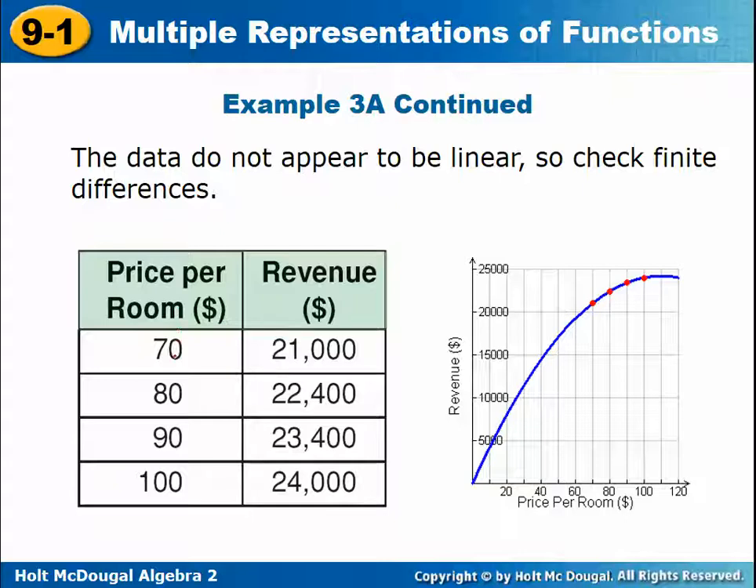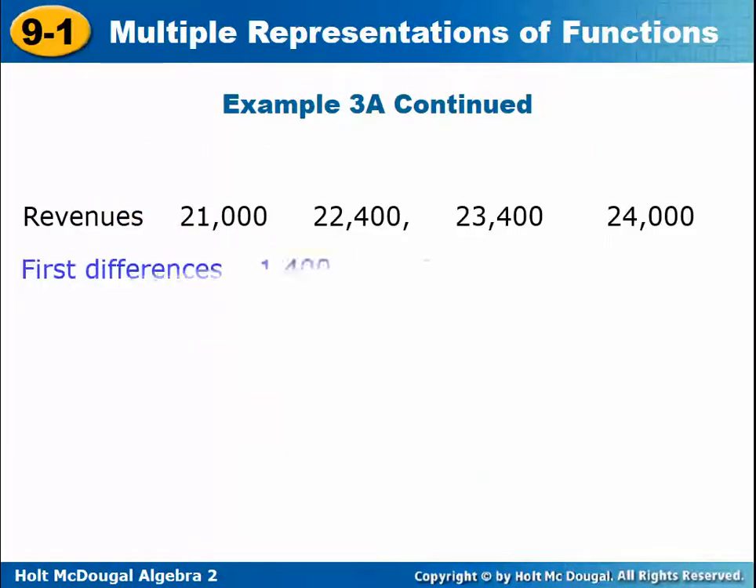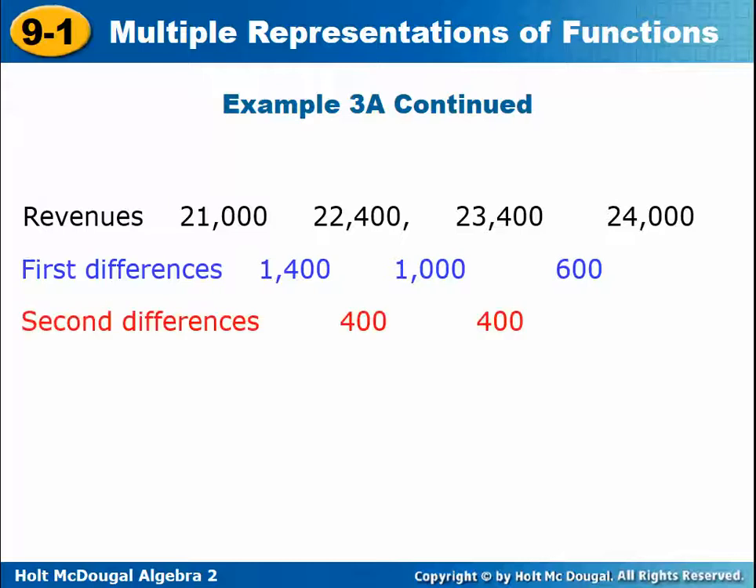So we use that information to make a table. And then here is the graph made from that table. And you can see it does not look linear, it's curving. It looks maybe quadratic. So if we check the differences, we can also see that it's not linear because they're not increasing by exactly the same amount each time. So then we check the second differences. So the first differences are there, and the second differences are each 400.